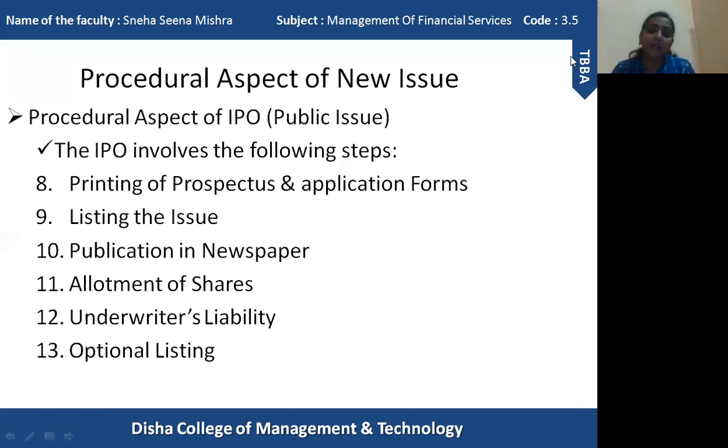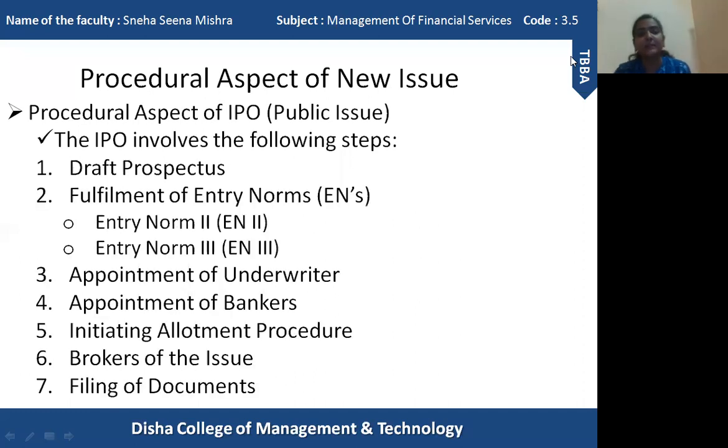The last step is called optional listing. Like I said, the company needs to be listed in the regional stock exchange, and that is compulsory. If they want to get registered in another stock exchange, that is completely optional. For example, if the company wants to issue shares in Orissa, they have to list in the Bhubaneswar stock exchange, the regional stock exchange. Listing in any stock exchange other than Bhubaneswar is completely optional. So these are the important steps which need to be followed by every company that wishes to go for an IPO, initial public offering.